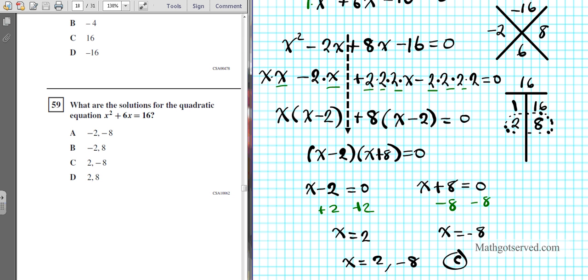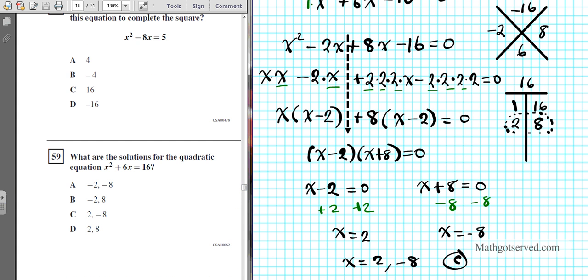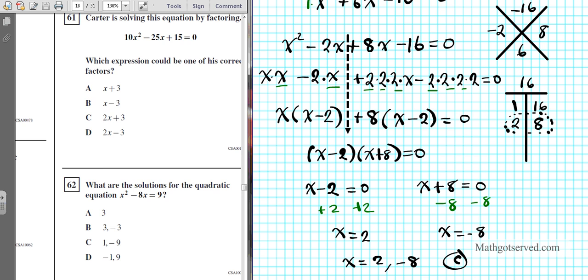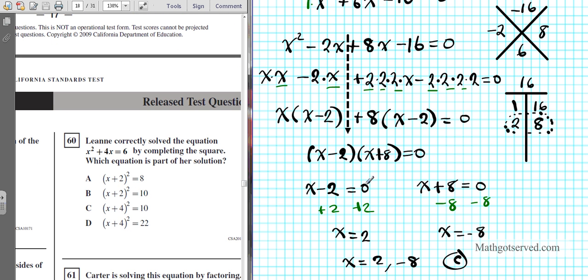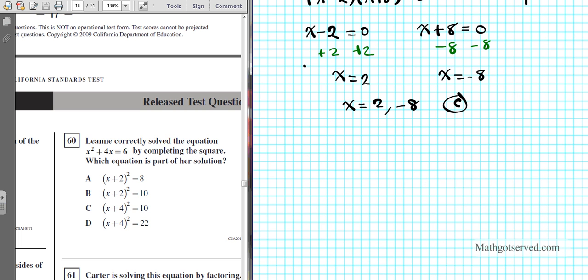Okay, so now let's go ahead and take a look at the last problem, question number 60. So in question 60, it says, Leon correctly solved the equation x squared plus 4x equals 6 by completing the square. Which equation is part of her solution? So this is like the previous problem we did in 58, but we actually have to do one more step, okay? So x squared plus 4x equals 6.